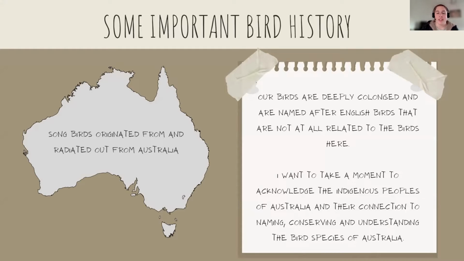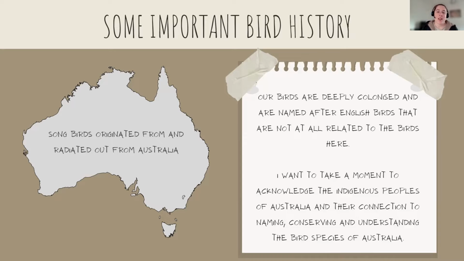I also want to acknowledge that the bird names especially are very deeply colonized here, and a lot of our birds are named after English birds that are not at all related to the birds here. So for instance, our magpies are totally different birds from the magpies you see in the Northern Hemisphere. They have the reputation of being really smart corvid birds. Our magpies are really related to the butcher birds and a totally different species.